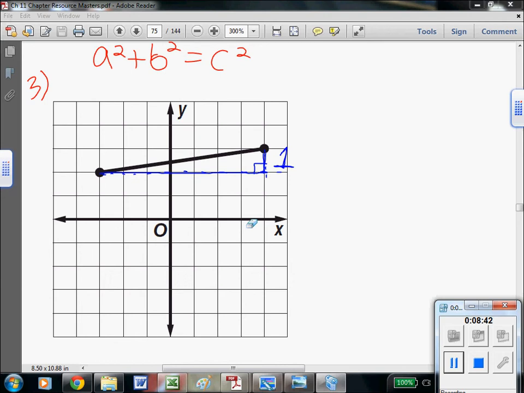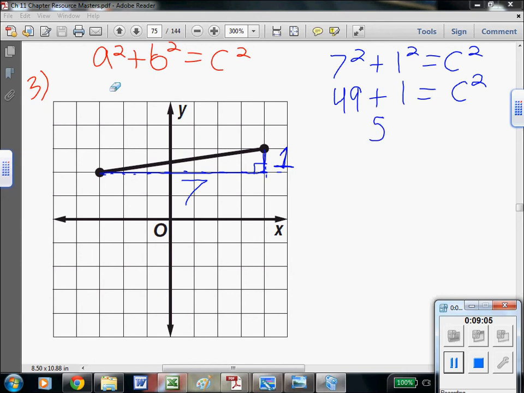Now, this leg has a length of 1. That's how long that leg is. Now this bottom leg, 1, 2, 3, 4, 5, 6, 7, has a length of 7. So that means we're going to use the Pythagorean theorem, those are our legs. So it's a squared plus b squared, which are our legs. So 7 squared plus 1 squared equals c squared. So 7 squared is 49, 1 squared is 1, c squared is just c squared. 49 plus 1, well that's 50, so it's 50 equals c squared.